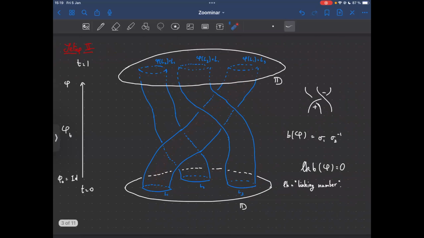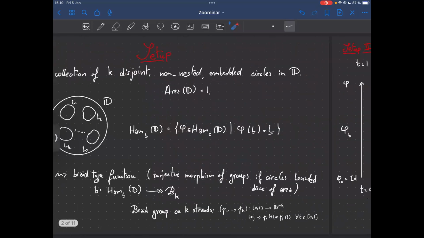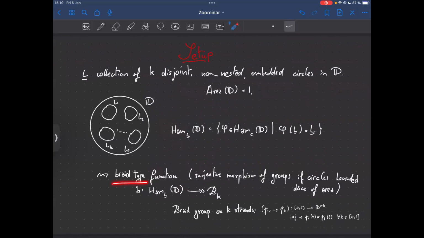Now, given this subgroup, we can define a braid type function. It is a function that associates to the diffeomorphism its braid type. It is a morphism of groups going from the subgroup of Ham to the braid group on k strands. So a braid here is a collection of k unordered paths from [0,1] to the Cartesian product of the disk, which never intersect. So as soon as i is different from j, for every t in [0,1], gamma_i at t is different from gamma_j at t.